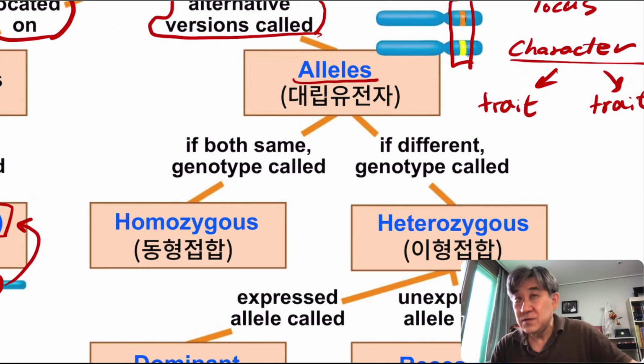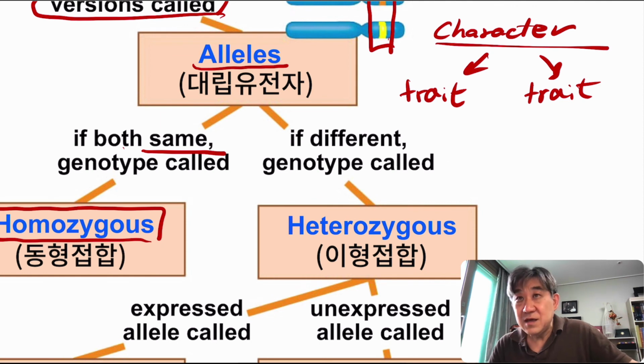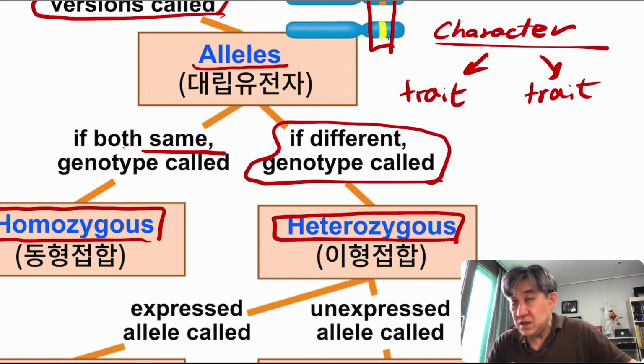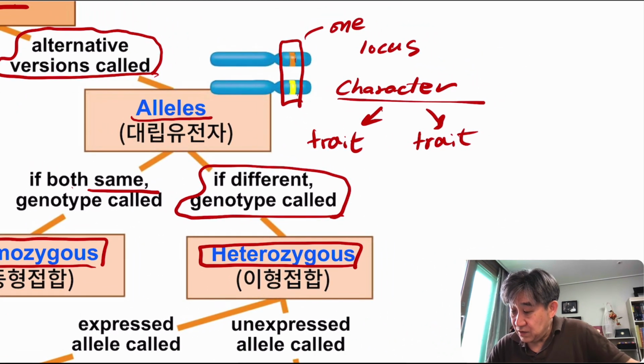If the alleles on the specific locus are the same, then we describe such a status as homozygous, the same. But the problem occurs when these 2 alleles are different. If the alleles on the same chromosomal locus, under the same character, are different, then we describe that as heterozygous. Now you have a problem. If these 2 traits are in heterozygous status, then which one?